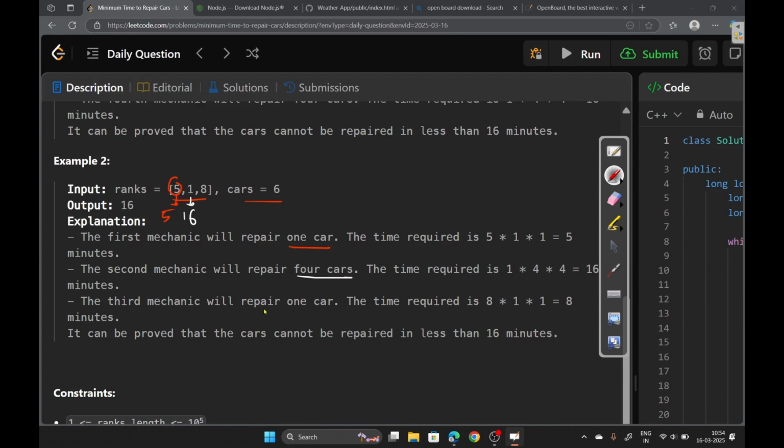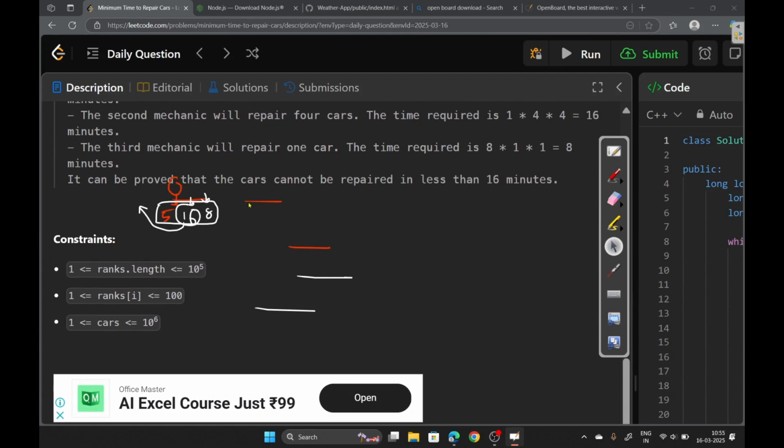And the third mechanic will repair only 1 car, so 1 squared into 8, 8 minutes. As you can see, all of them can start simultaneously, but the maximum time required by one mechanic is 16. So we have to return 16 as the output. I think the question is clear to you guys. Let us go through the constraints once.